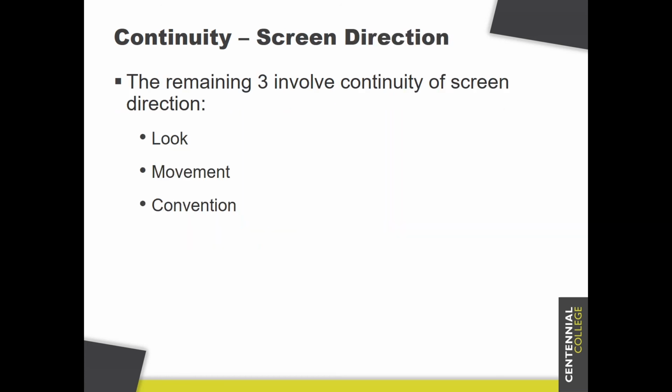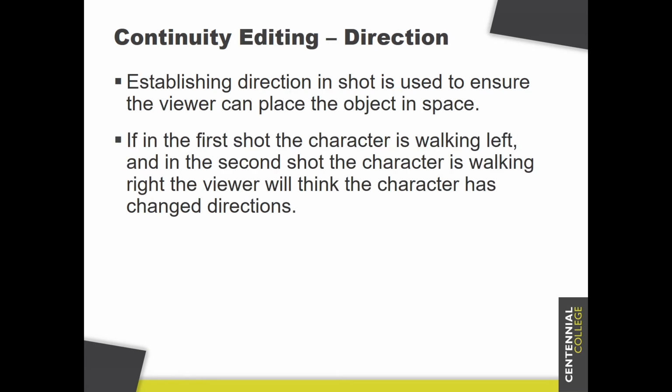So the last type of continuity we're going to discuss really has to do with screen direction, maintaining direction. And we're going to discuss 3 different types of continuity errors that can occur, but they all involve the idea of screen space or screen direction. So look, movement, and convention are what we're going to discuss here. When we start talking about screen direction, it's really important that regardless of whether we're talking about the direction a character is facing or the direction objects within your scene are facing, they maintain that same facing throughout the entirety of your scene.